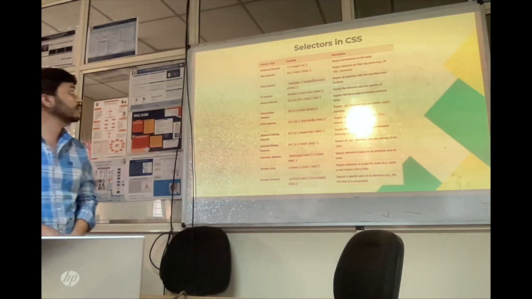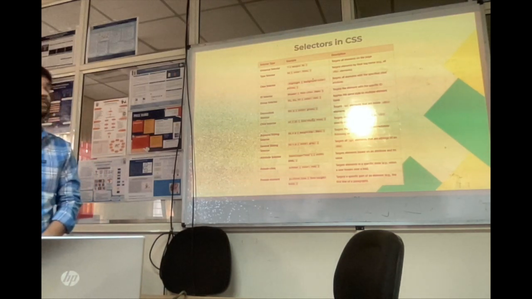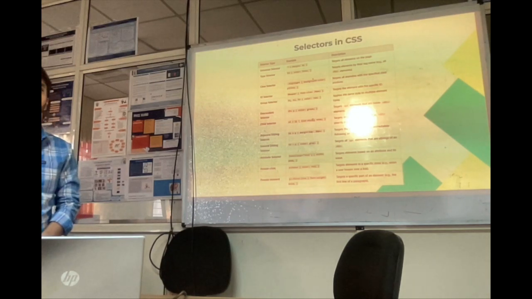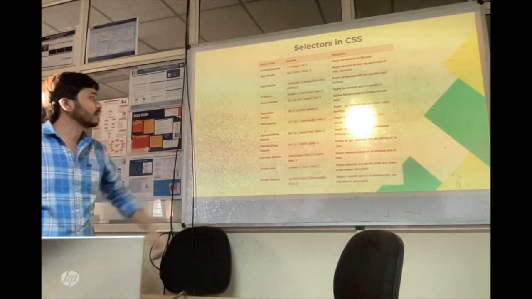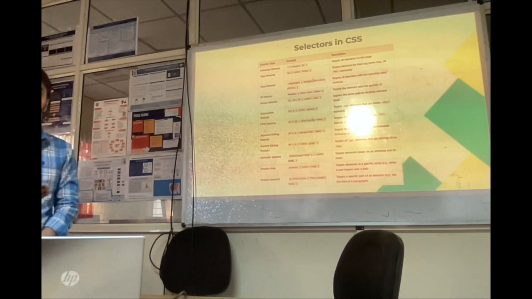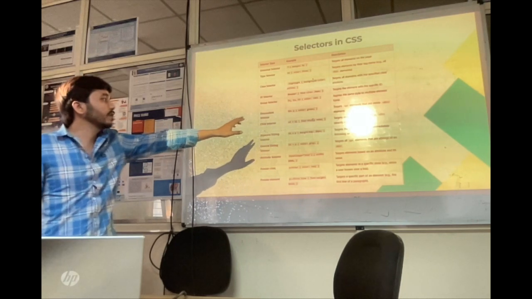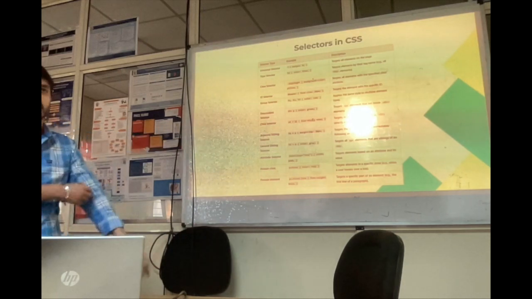Then we have the ID selector. It is similar to the class selector. In the ID selector, we use hash for selecting that particular ID. And then there is the group selector, in which we can select multiple elements by separating them using commas. And then there is the descendant selector. The descendant selector targets the elements that are inside another element. In this we have selected a div and then p. So in this particular example, we are selecting all the paragraphs that are within the div.